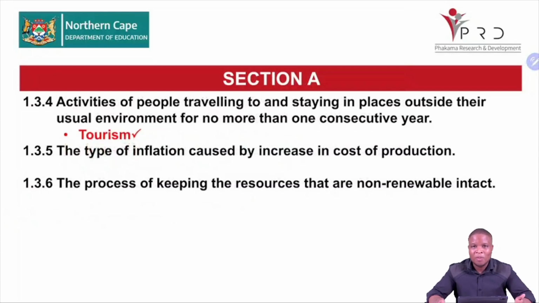It means that there's too much money. Demand exceeds the supply. So when the supply now is less, we have what? A cost push inflation. The process of keeping resources that are non-renewable intact. So we have 2 ways of protecting the environment through conservation and preservation.